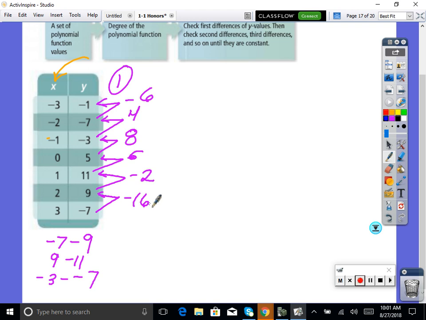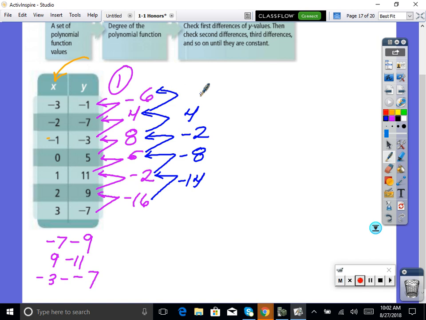Starting with the bottom value and working up. Just like I said before, you do the value below minus the value above it. Negative 16 minus negative 2. Okay, negative 2 minus 6. Not quadratic, keep going. 6 minus 8. 8 minus 4. 4 minus negative 6 is 10. Okay, well it's not quadratic, let's keep going.